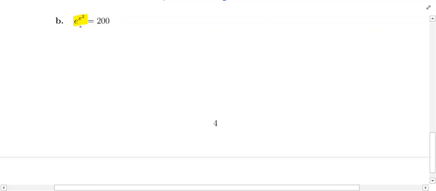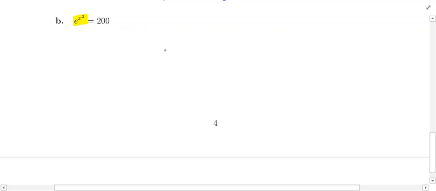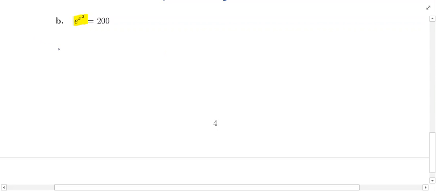So since the exponential piece has already been isolated, we proceed by taking the logarithm of both sides. Again, you can use ln or log. Here it is preferable to use ln. And why is that? Because our equation involves e, and we know that e and natural log undo each other. So we're going to start by taking the natural log of both sides.